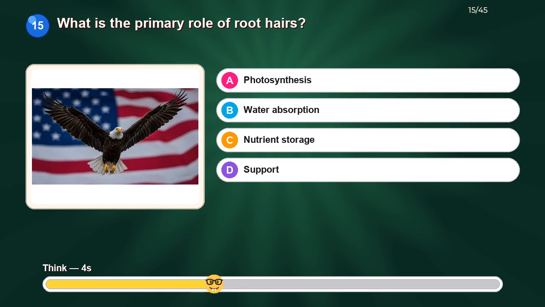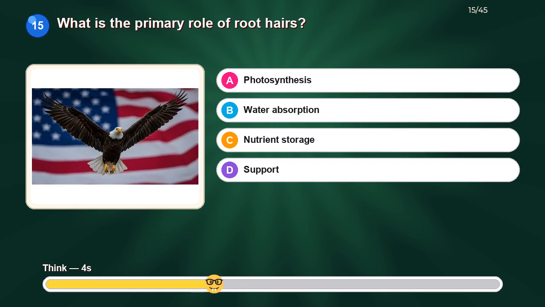What is the main function of the leaf in flowering plants? Option A, water storage. Option B, photosynthesis. Option C, support. Option D, reproduction. The correct answer is photosynthesis.